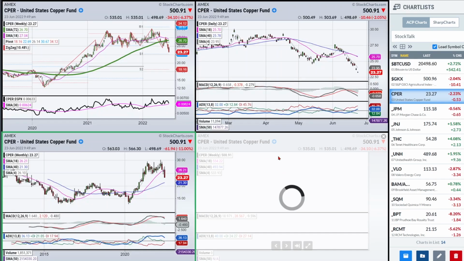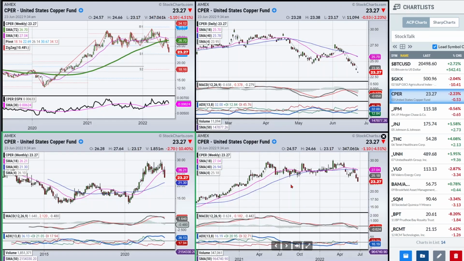I wanted to point out copper because as I went through the commodities, I thought this was actually pretty important. This break of 25, which had been decent support over the last 6 to 9 months. Now we've broken that, and I think we want to work our way back down to the next support zone. Clear break of the 18-month now. We've got the 18 and the 40-week rolling over.